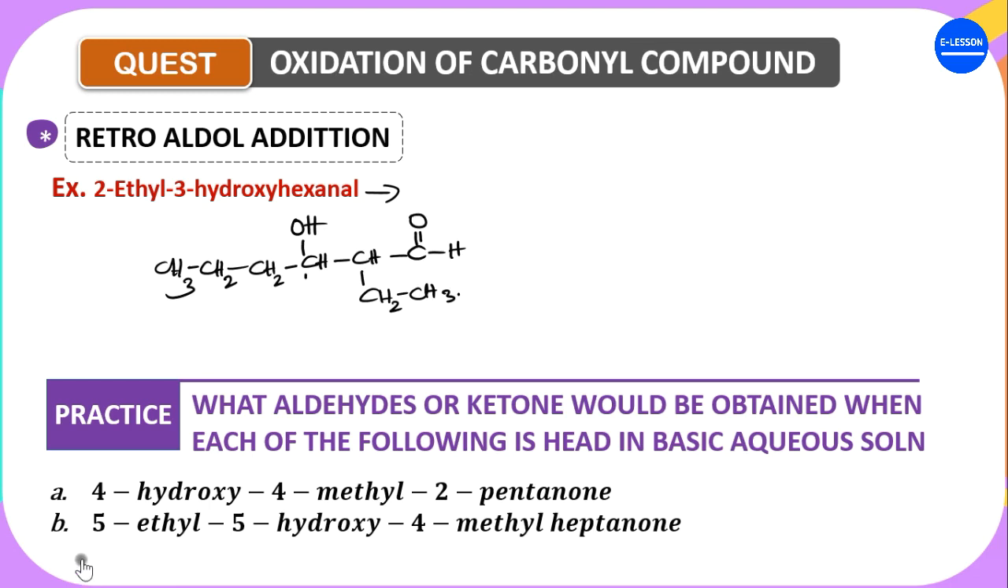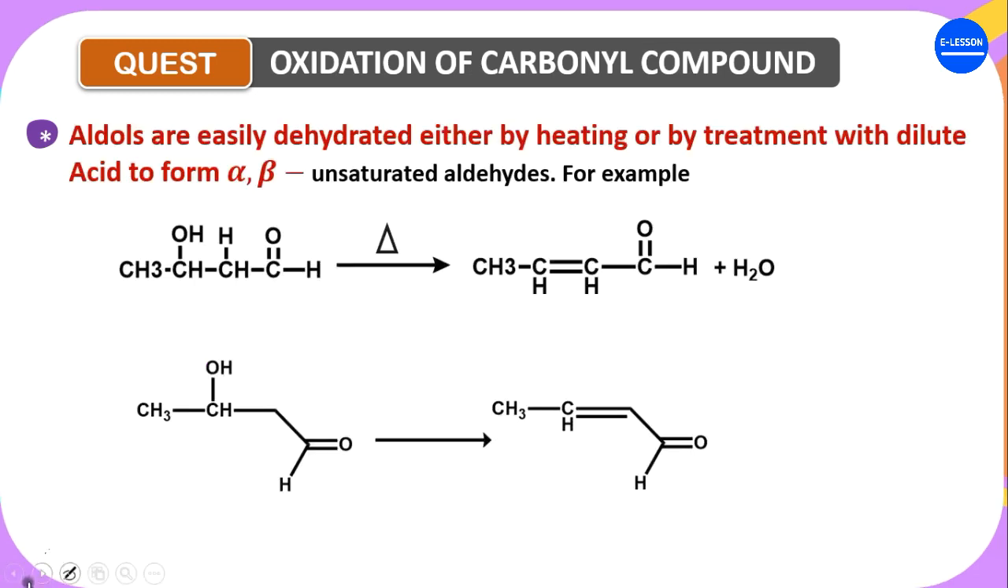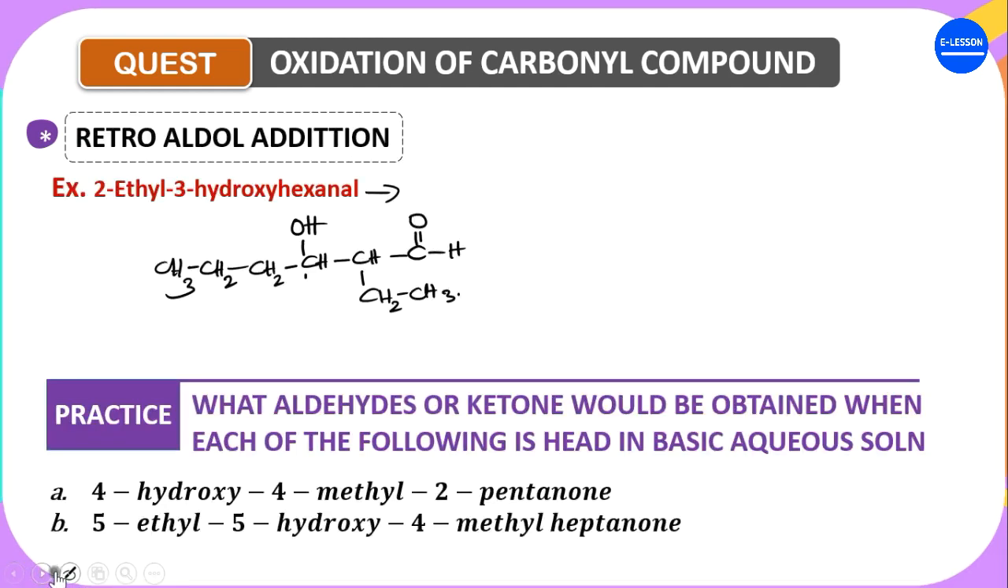Now, this is the structure of 2-ethyl-3-hydroxyhexanal. This is carbon 1, so here is 2. We have the ethyl group here, 2-ethyl, 3-hydroxy. This is 3, this is 4, 5, 6, making it hexanal. 3-hydroxy means at position number 3 there's a hydroxy group here. Is that not so?